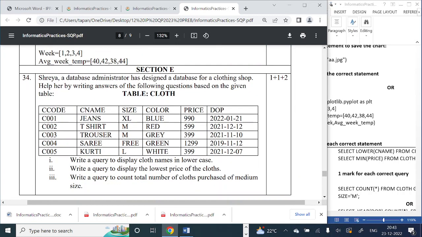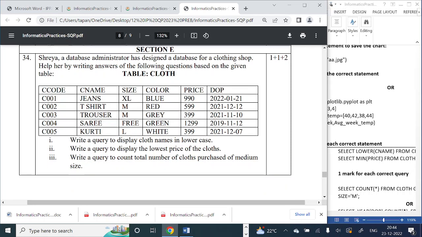Now the last section is E. Here 4 marks, 2 questions, 34th and 35th you can see. Now Shreya, a database administrator, has designed a database for a clothing shop. Help her by writing answers of the following questions based on the given table. So the cloth table they have given here.